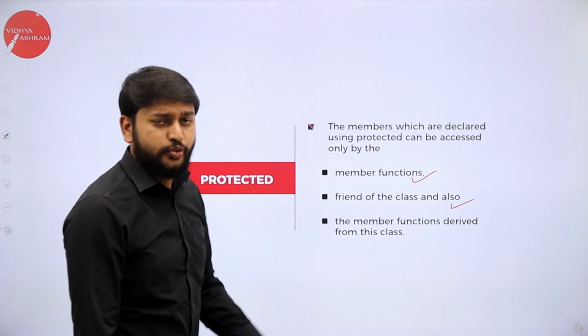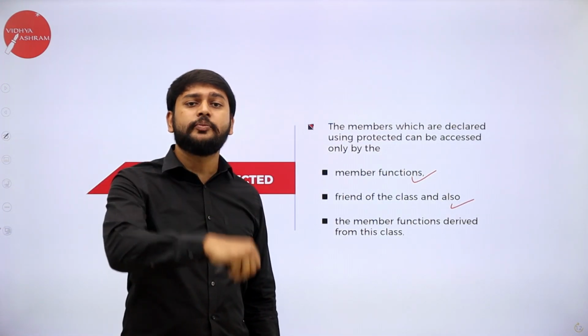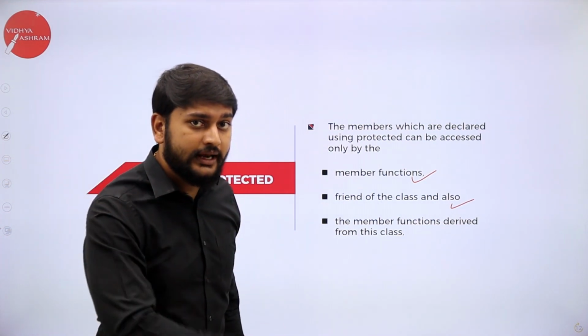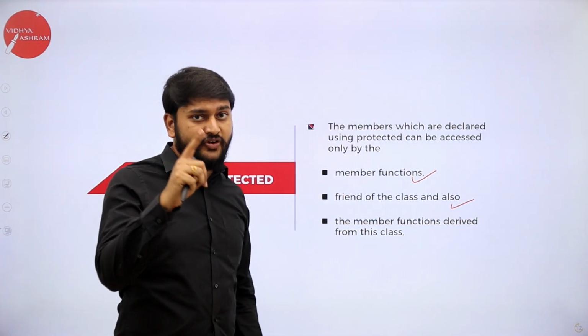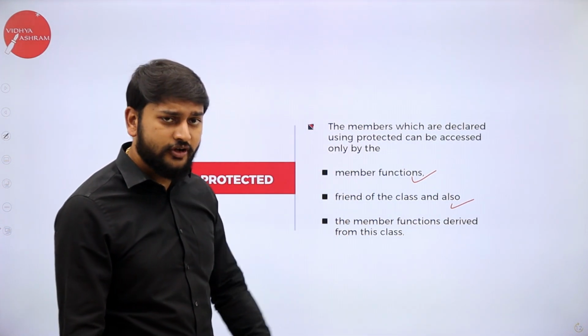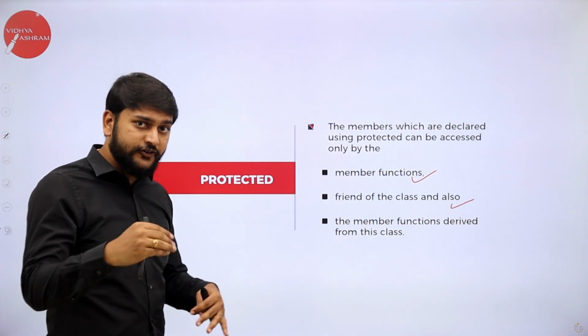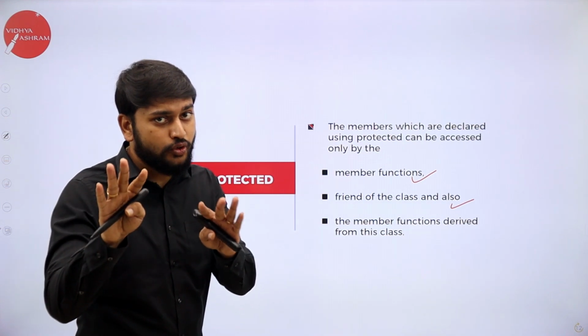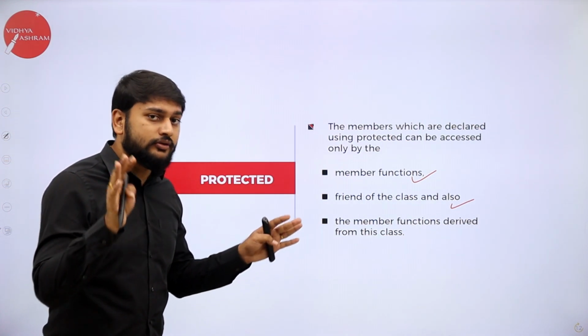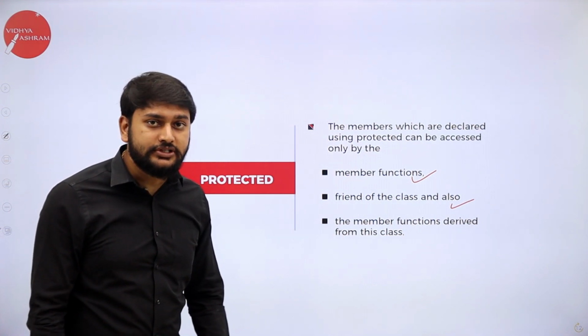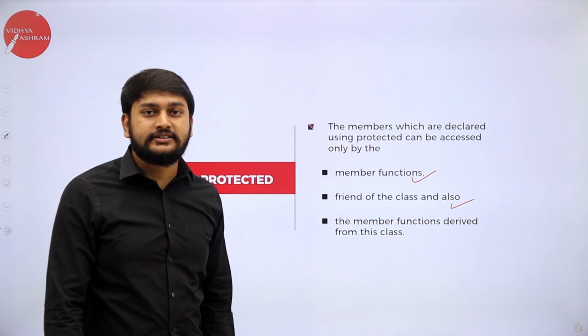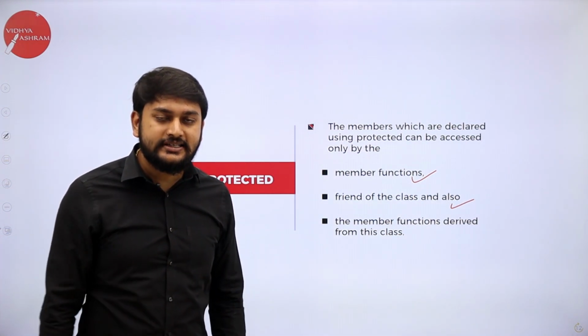Last one is protected. Protected in the sense 3 people can access. Remember, 3 people can access. The first one is member function. The second one is friend function. Friend function can also access, but make sure that the friend function is a friend of that particular class. Only then can it access. The last one is derived class can access. So please remember this.